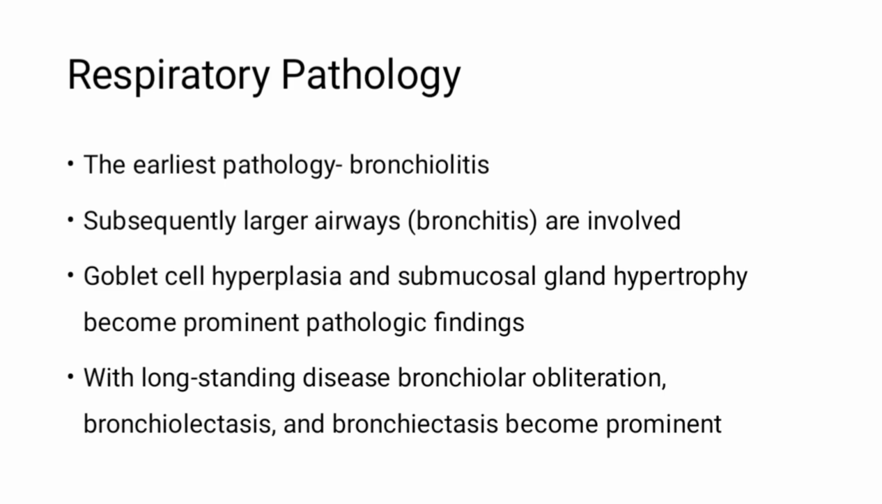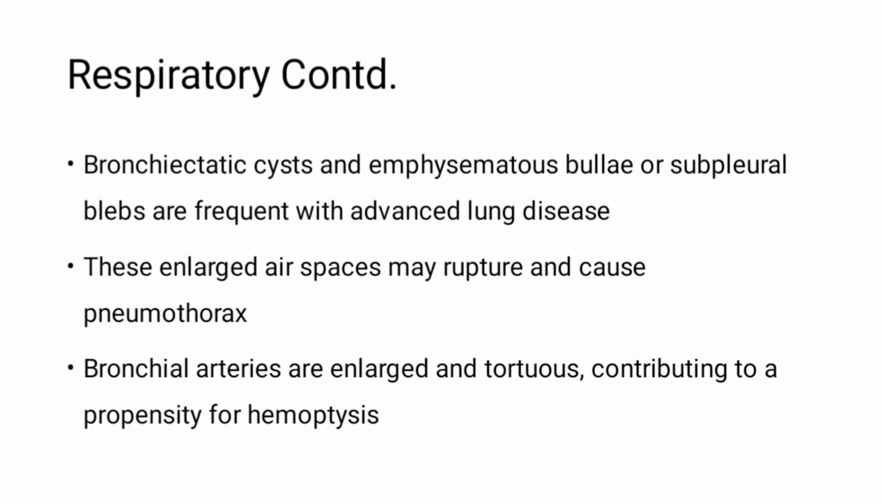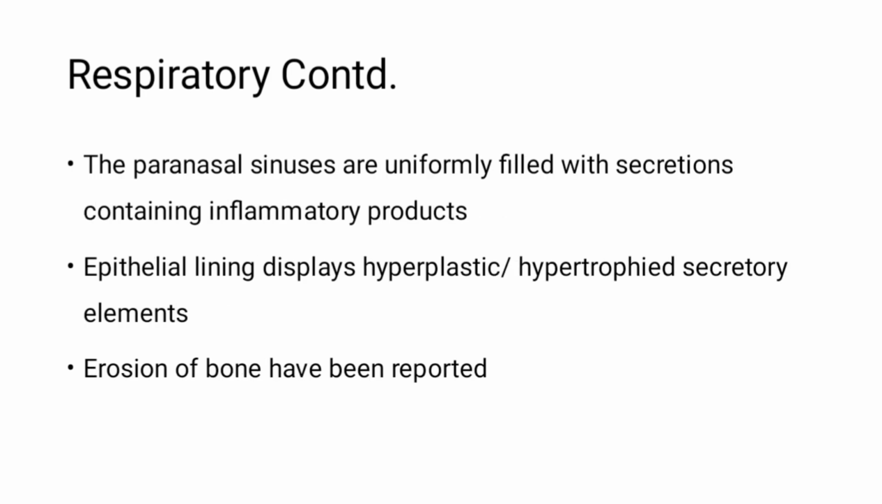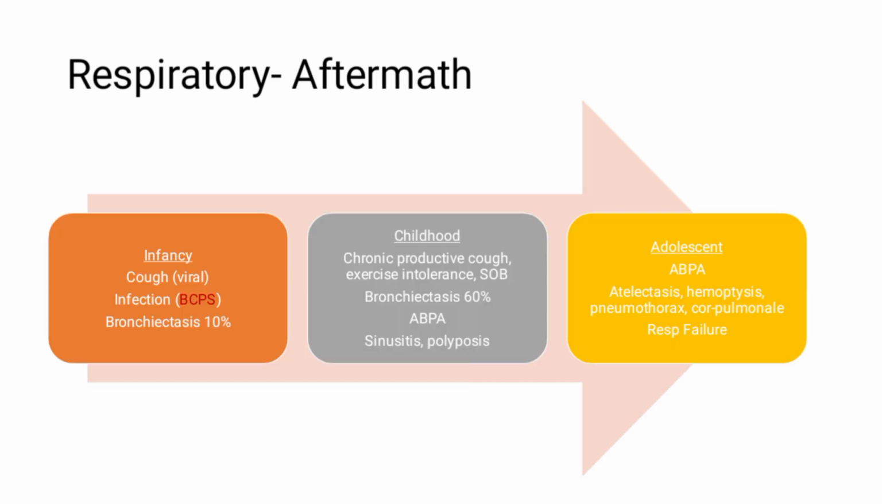In long-standing disease, bronchiolar obliteration, bronchiolectasis, and bronchiectasis become prominent, and there will be cyst, bulla, or bleb formation, and they are often prone to rupture and cause pneumothorax. Sometimes bronchial arteries are enlarged and tortuous and have a chance to rupture and cause hemoptysis. The paranasal sinuses are also affected with repeated infection, and the epithelial lining displays hyperplastic or hypertrophic secretory elements, and erosion of bone has been reported.